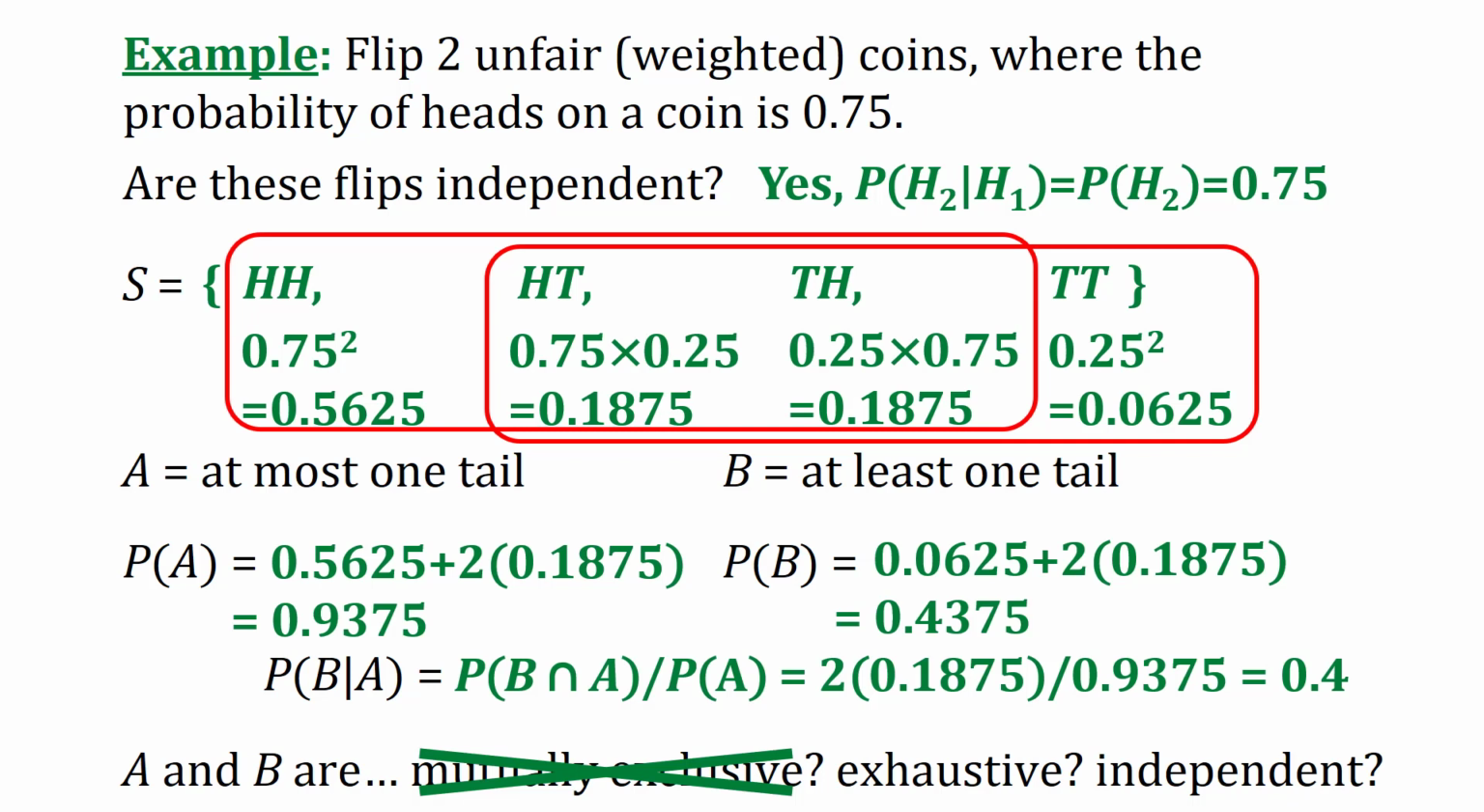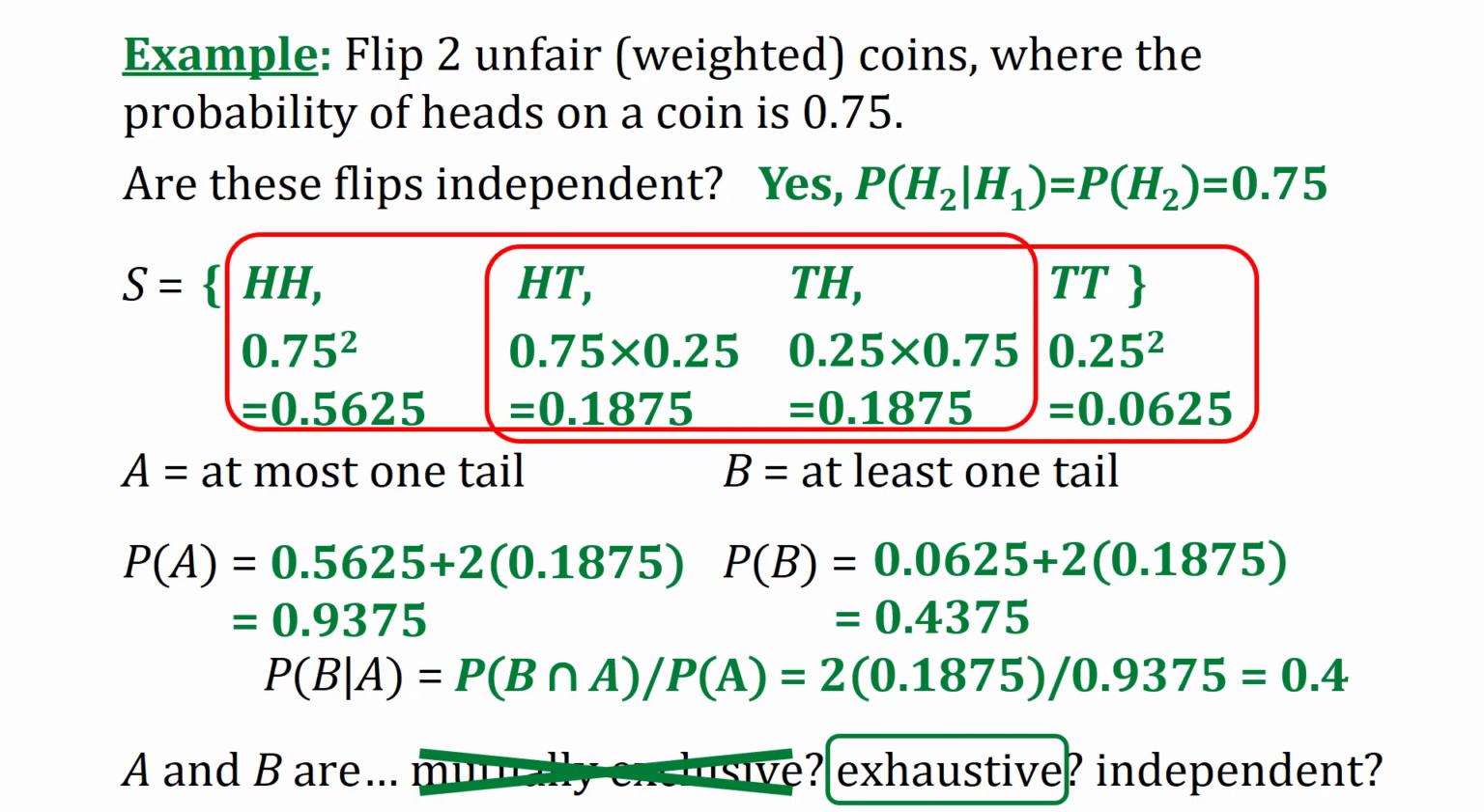Another term we introduced was exhaustive. Are A and B exhaustive? Do they include the entire sample space? Well, yes. There are only 4 outcomes in the sample space, and I've included all 4 in at least one of these 2 events. Their union covers everything. So yes, they are exhaustive.